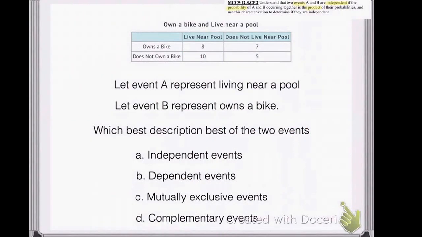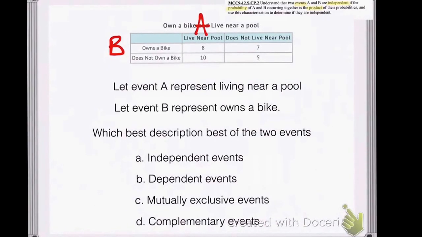Do the same thing on this one. Let event A be living near a pool, and event B owns a bike. See if the events are independent or dependent.